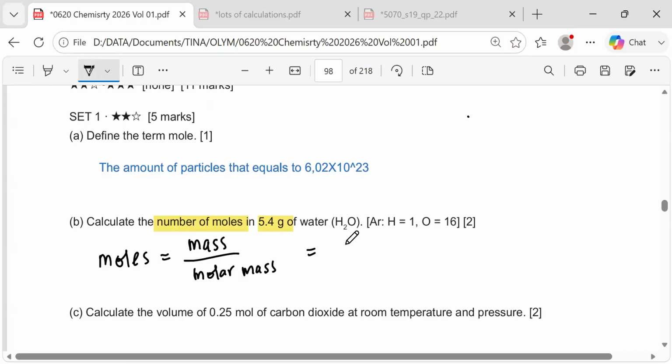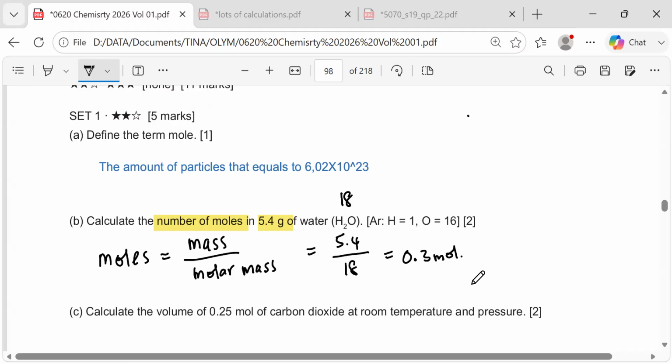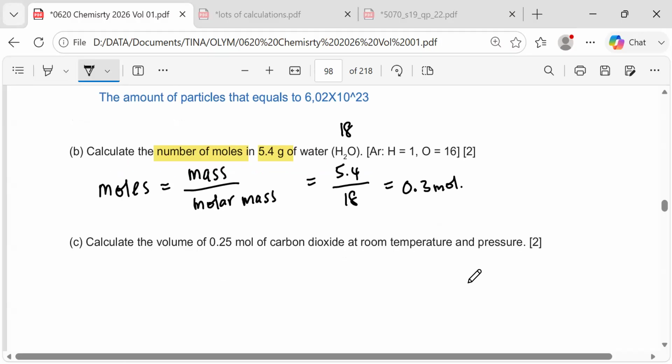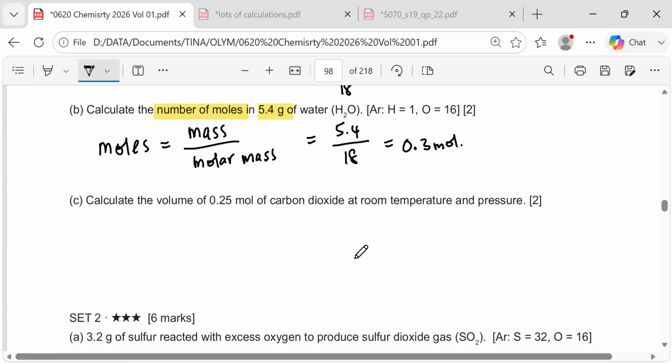So mass is 5.4 grams. What is the molar mass? Molar mass is relative mass, so 18. So 5.4 over 18 is 0.3 mole. Can you understand? 0.3 mole. That's it. Okay? Got it? Alright. Let's do some questions on this.